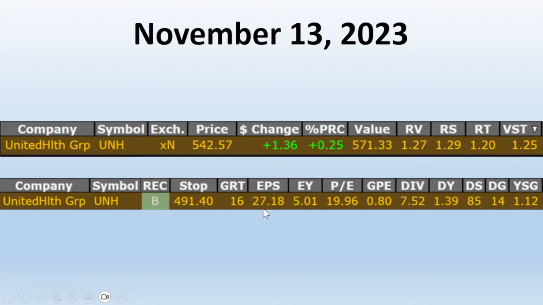What's their earnings per share look like? $27.18 a share. They're growing that at 16%. That's an earnings yield of 5% with a dividend yield of 1%. That's good. Earnings yield greater than dividend yield. That's strong. They pay $7.52. Dividend safety at 85. Very, very strong. That assures us that they will likely continue to keep the dividend at the same rate or higher for the foreseeable future, and also growing that dividend at 14% per year.